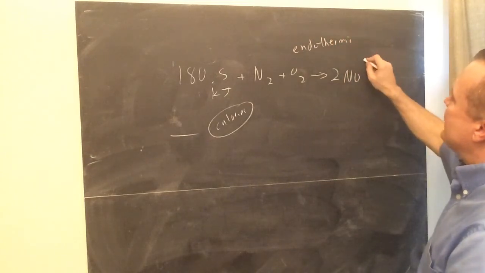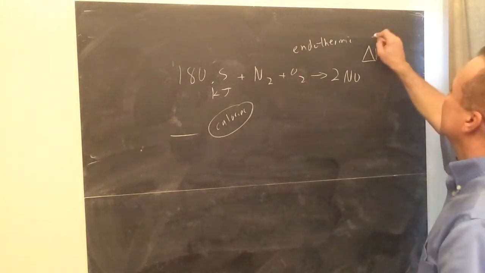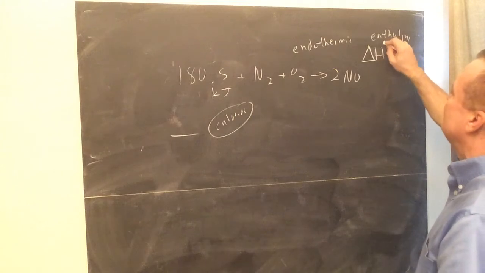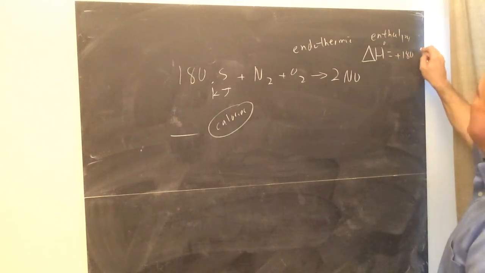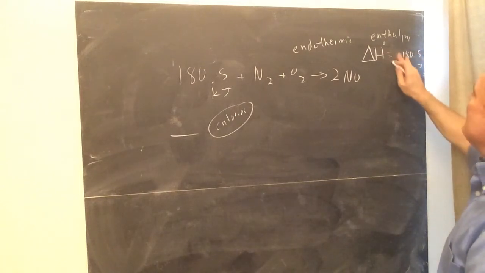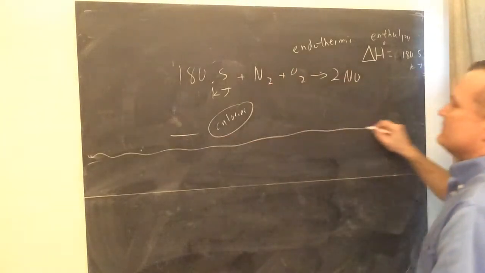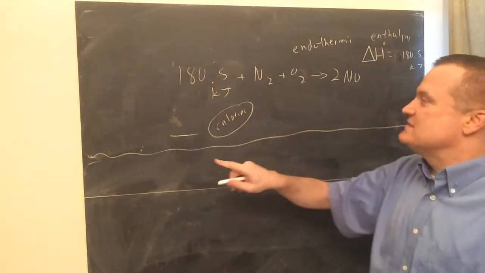Now, for an endothermic reaction, we have something called delta H. It's actually called enthalpy. And AP students, this is a review. You already know that. The enthalpy would be positive 180.5 kJ. In fact, we don't even write positive. We just write positive. That's it. Meaning, for this to happen, you have to add energy as a reactant into the system.